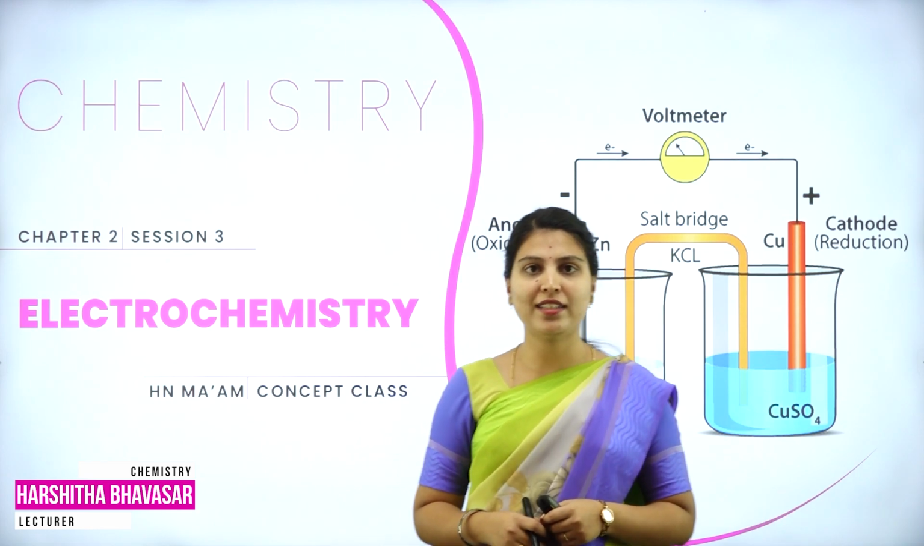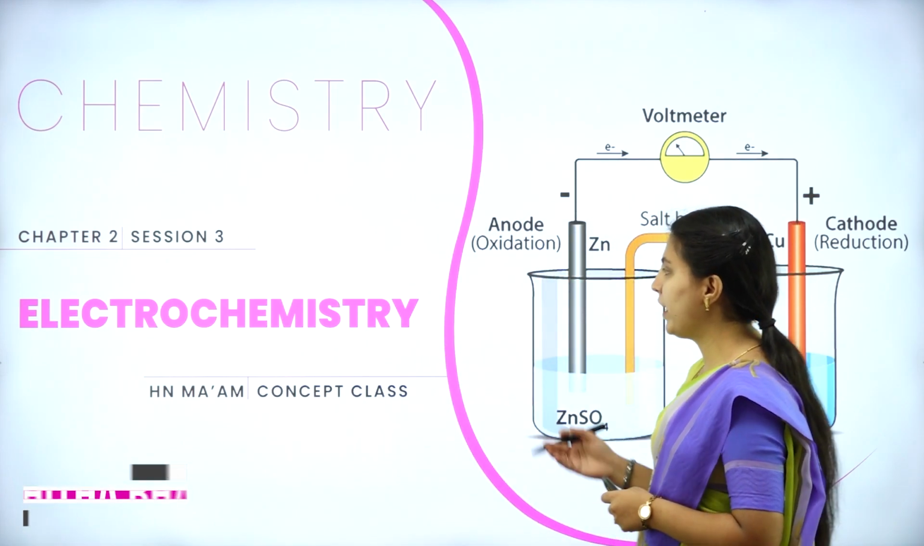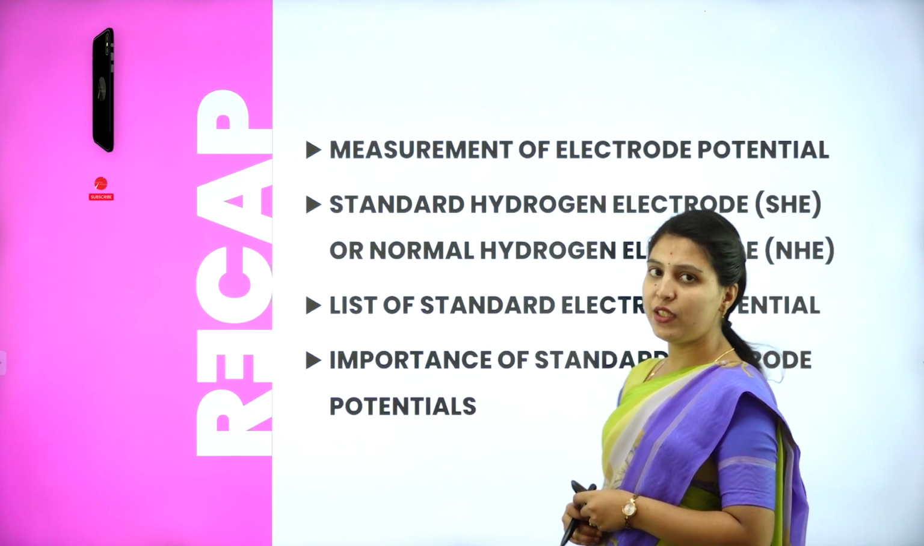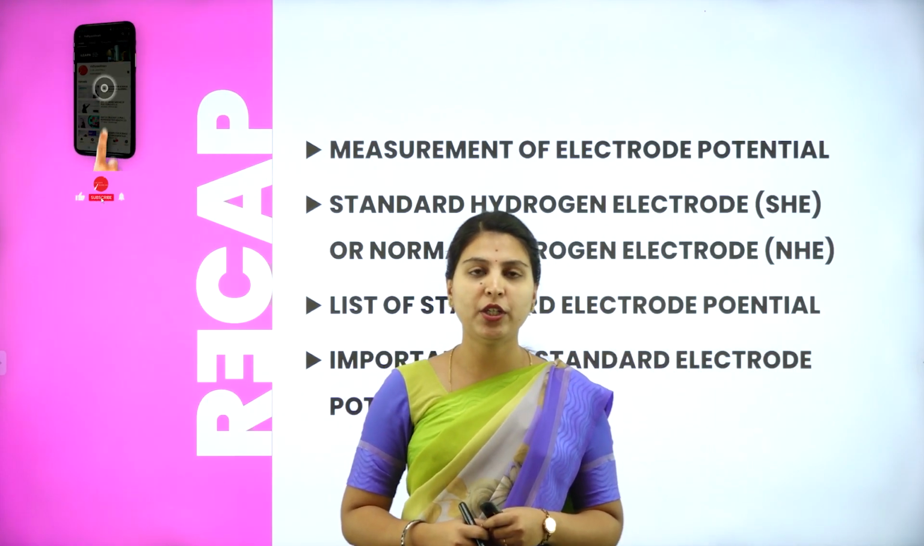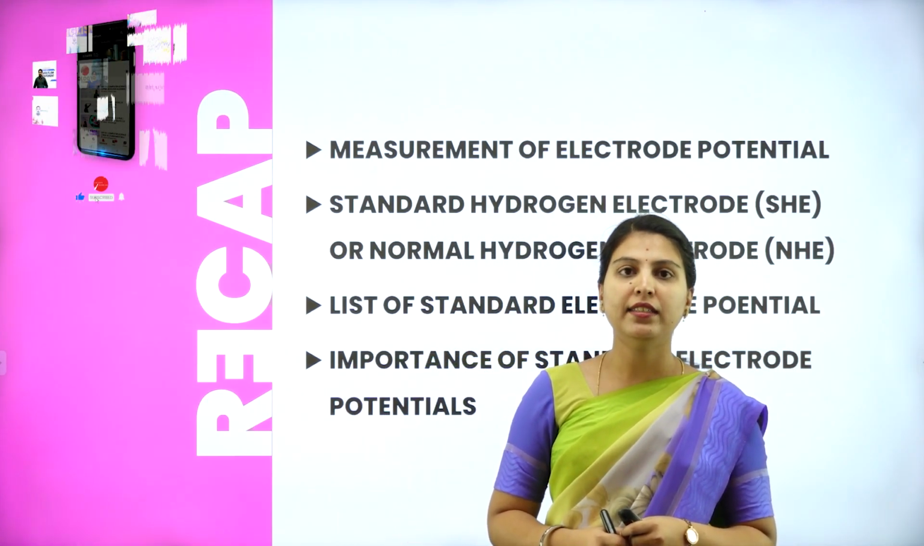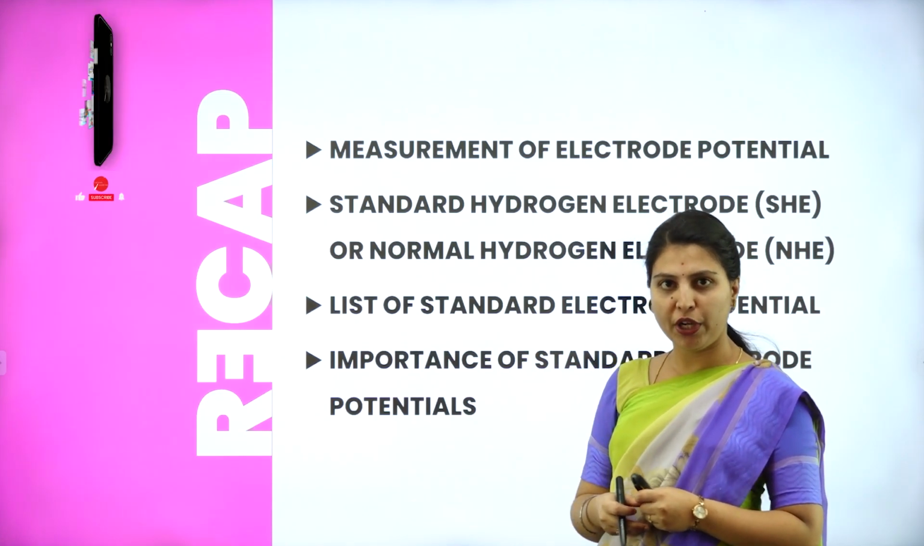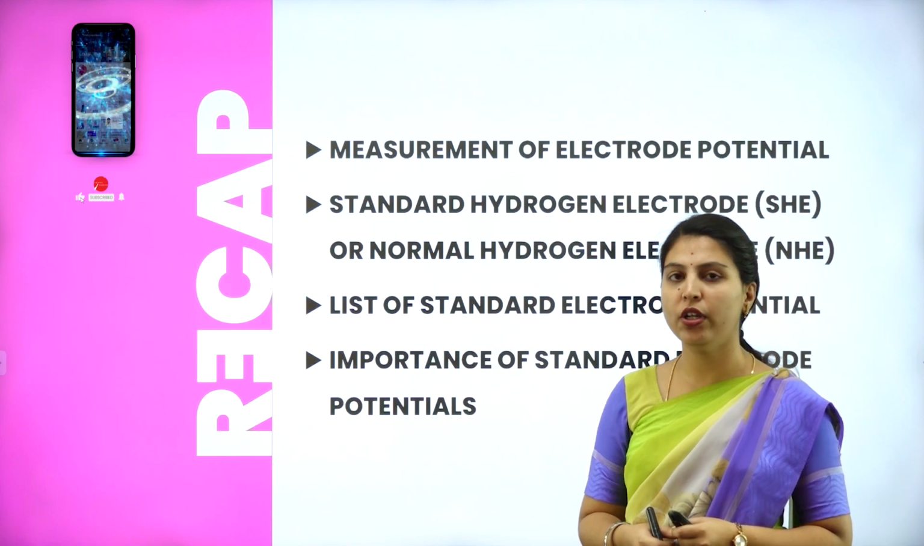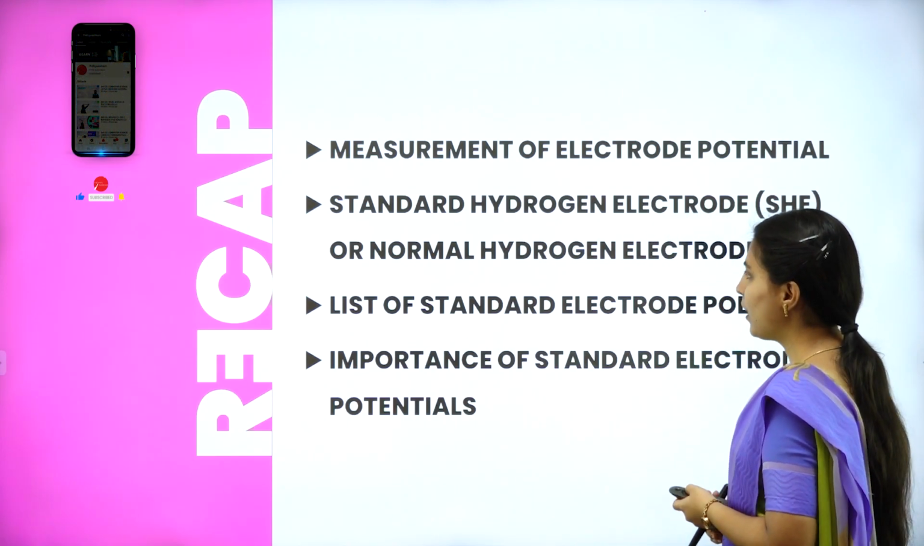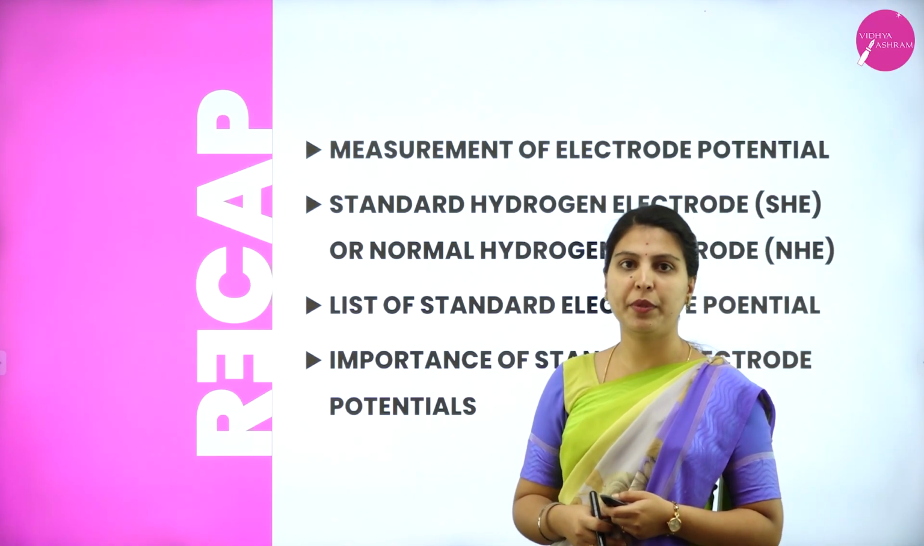Today I am going to start session 3 from the chapter Electrochemistry. In the last class we discussed the measurement of electrode potential, the standard hydrogen electrode, the list of standard electrode potentials and the importance of electrode potentials. These are the contents we have already discussed in the previous session.